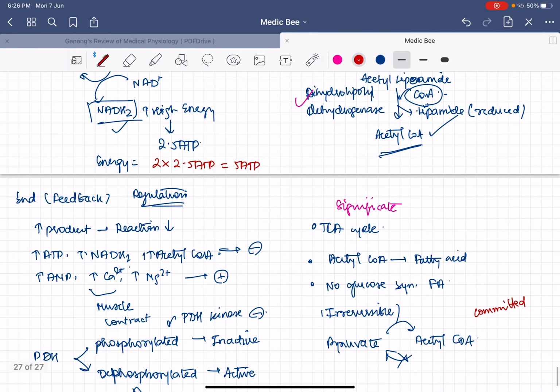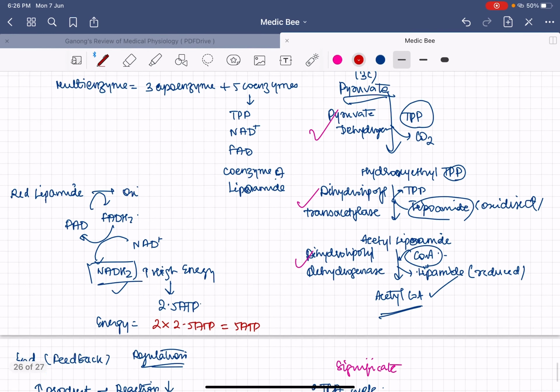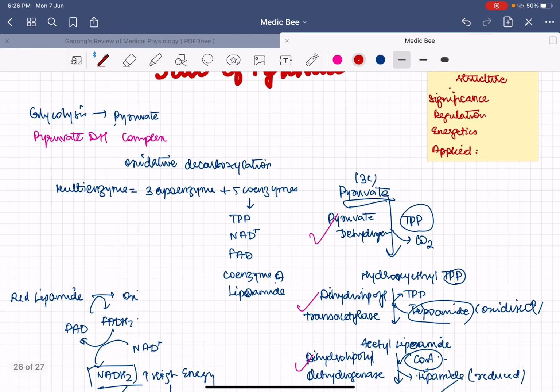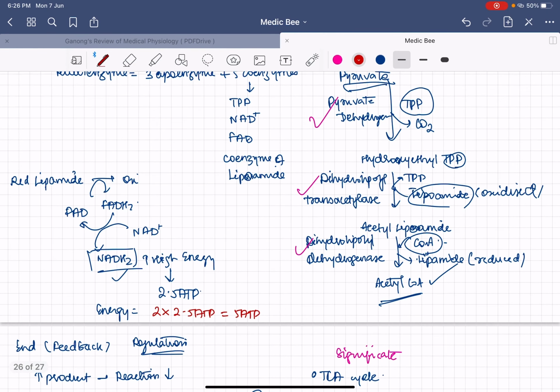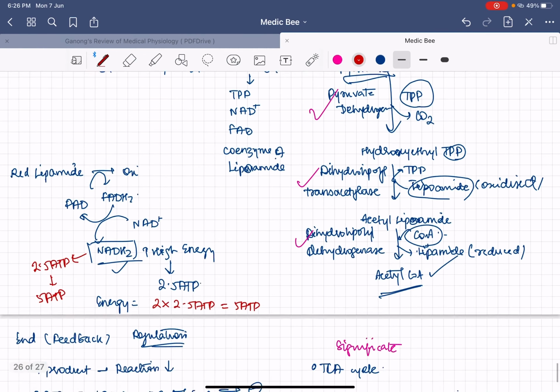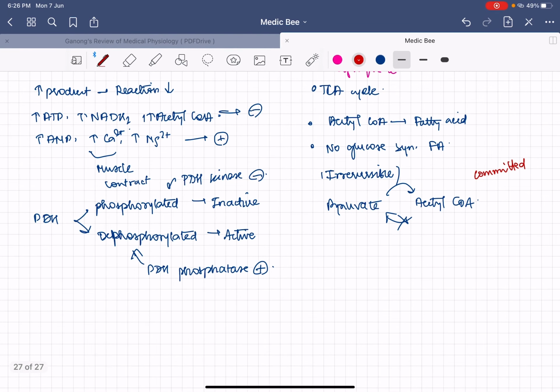So the end product inhibition we have seen, the significance we have seen, the energetics we have seen, and how the pyruvate is getting converted to acetyl-CoA with the release of NADH2 that can produce 2.5 ATP, and the 2 pyruvate together will produce 5 ATP. And also we have an applied biochemistry.